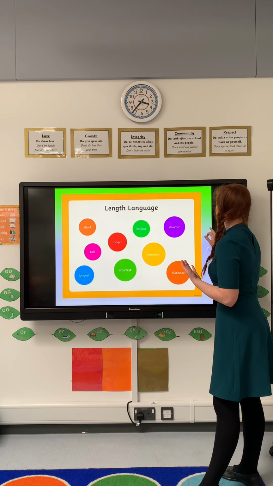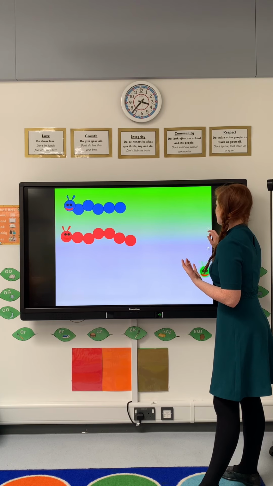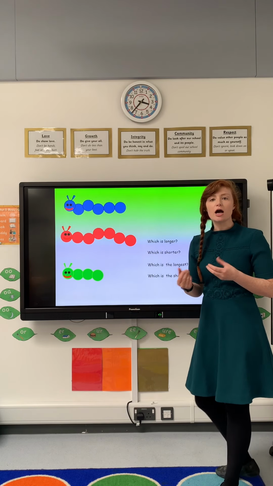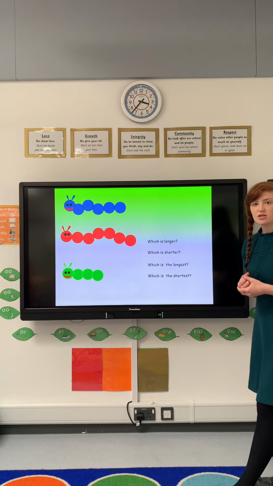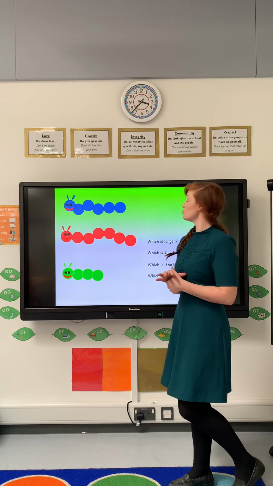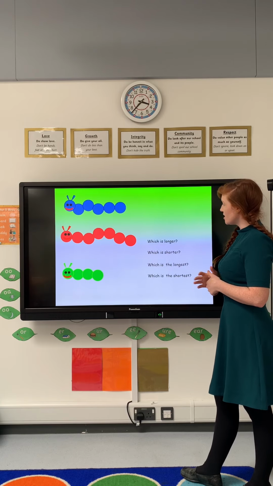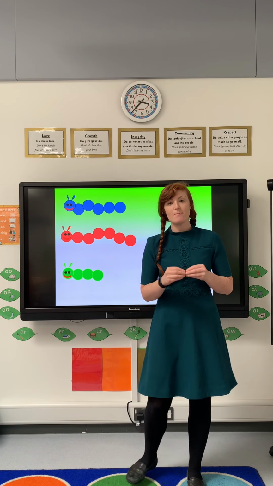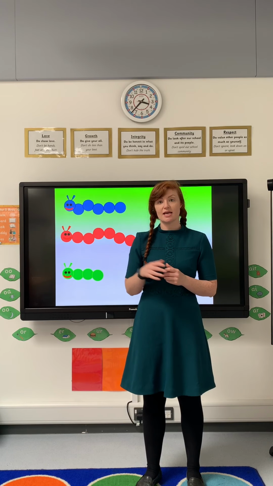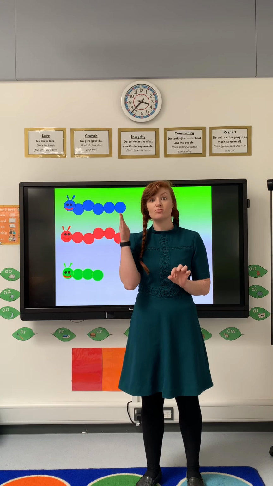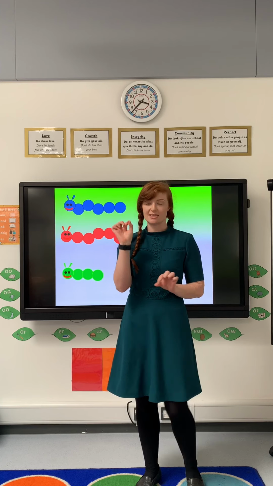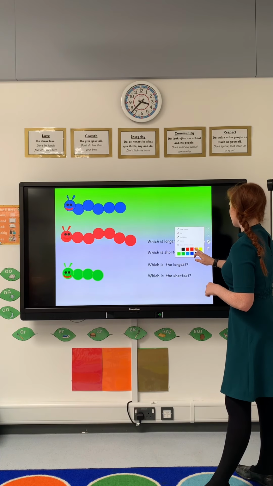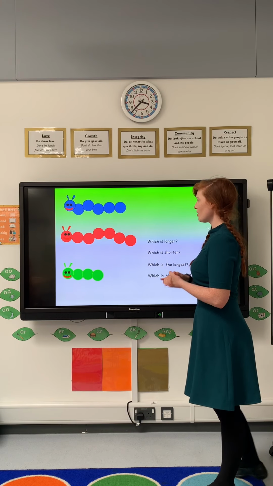So say if we were having a little look at my caterpillars here, we can use the language of which is longer, which is shorter, which is the longest, and which one is the shortest. So they all start at exactly the same point, which is perfect, because we know when we're measuring, we always have to start from the same point, and on our ruler, that's from the 0 centimetres or the centimetre bit, right at the beginning.